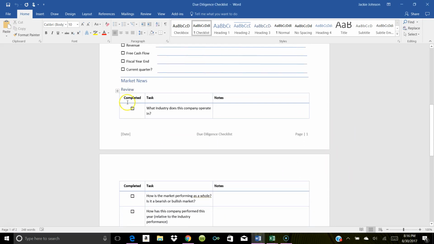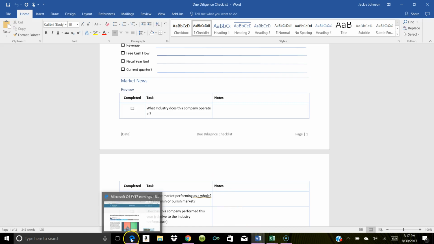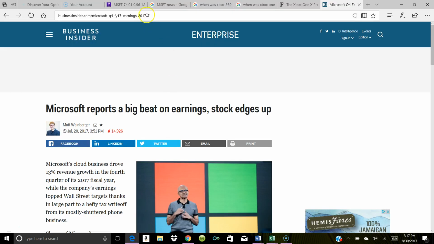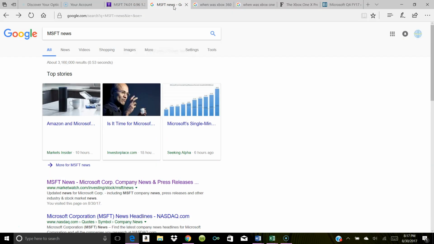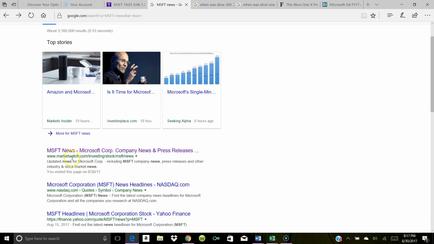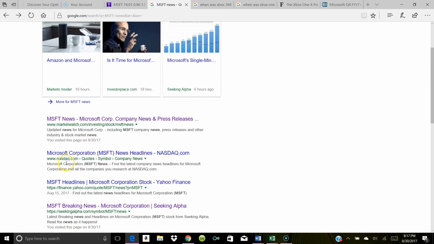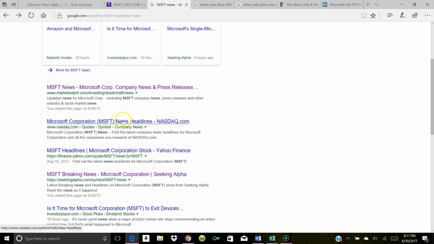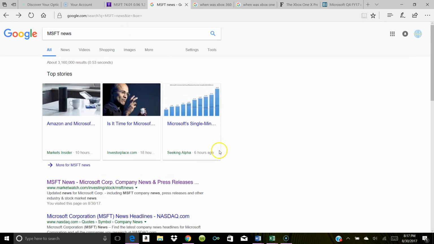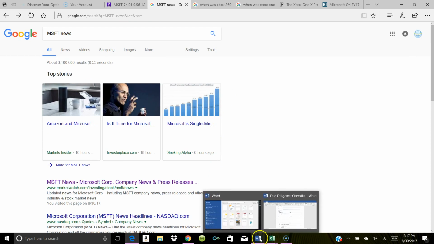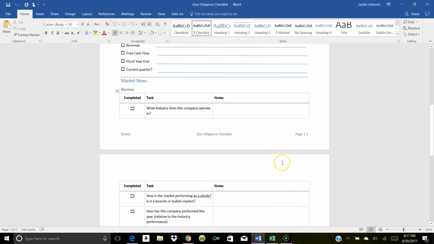Next, we have market news. What industry does this company operate in? You just go to your different search engines. You can literally type in Microsoft News. You look, that's Market Watch, that's NASDAQ, that's fine, Yahoo Finance, to get whatever information you need to find out what industry the company you're running your option on is in. And for this particular case, Microsoft is in the tech industry.